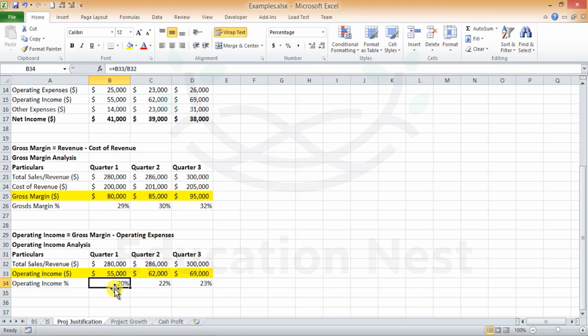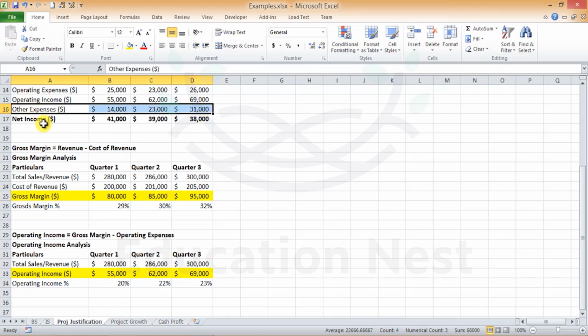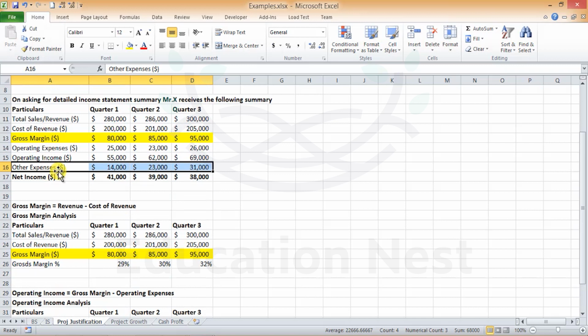So with this, we can conclude that even operating income is not a factor for reduction in the net profit. Now the last expense item which is pending is this other expense analysis. So we'll try to interpret the other expenses over here. The other expenses have increased drastically. You can say 14, it literally went to an increase of 50% over here, 23,000, in fact more than 50%, and from 23 it went again to a higher level of 31,000.